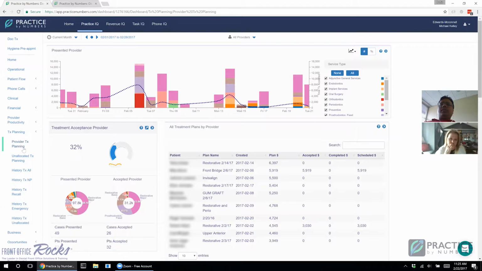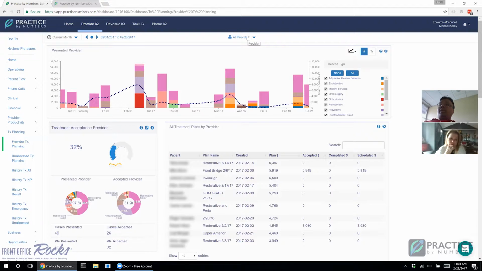The additional things to look at, and we'll go into another video and dig deep into provider level data. So there's a lot of information on this page, and here's the high level on how you take a look at this. When you look at this number, 32%, the treatment acceptance, I've selected all providers. What this means is the percentage of dollars that were presented that have been either completed or scheduled, okay?